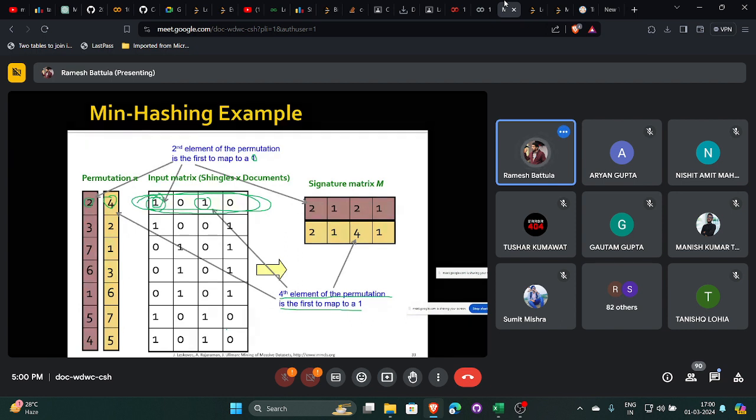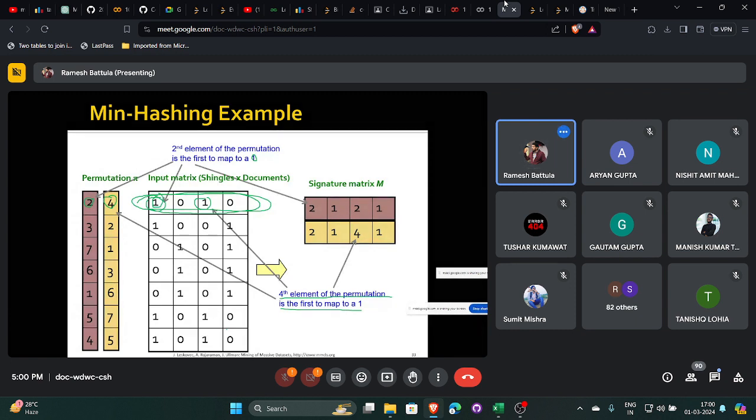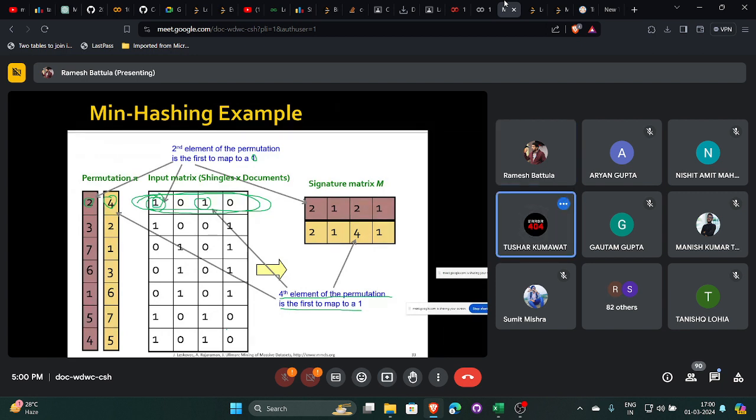How many of you understand? Any questions? May I get some questions from you? So it says the second element of the permutation is the first to map to 1. Yes, correct. So which one is the second element and where are we mapping it? Like, this is not clear.